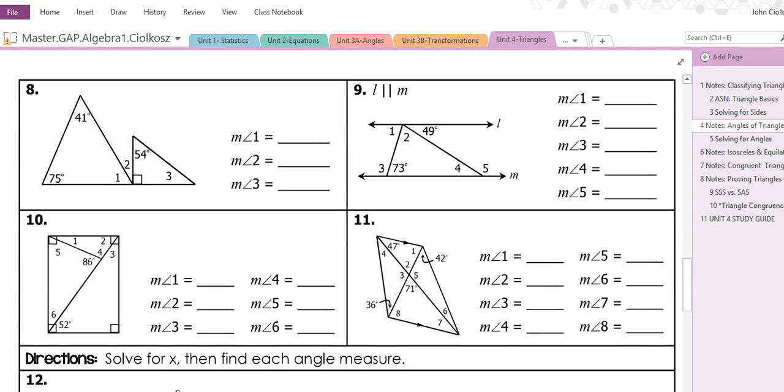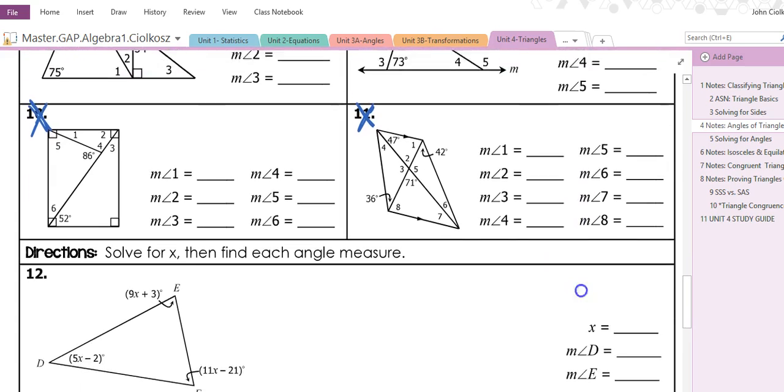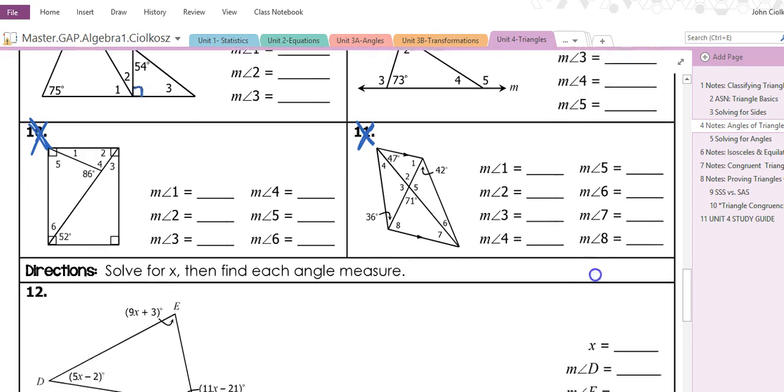Alright, we'll go ahead and skip 10, 11, and 9. I'm going to challenge you guys to figure out number 8. I think we can. Key idea here is that 1, 2, and this right angle here all need to add up to 180.